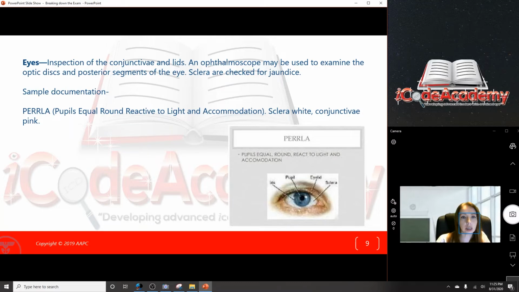Some of the sample documentation that you'll commonly see for an exam is PERLA. So this is the provider checking the pupils, noting that they are equal, round, reactive to light. Also maybe noting that the sclera, or the white part of our eyes, is in fact white or maybe red, and that the conjunctiva is pink. Again, these are typical findings, or quote unquote normal findings. So depending on what the patient is being seen for, they might have other findings.